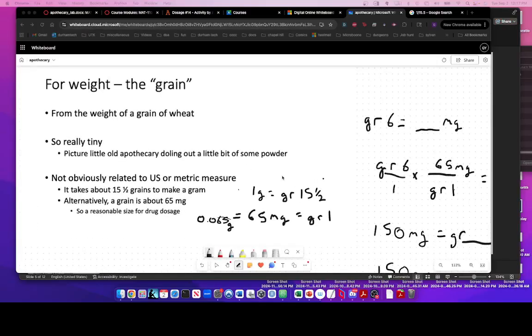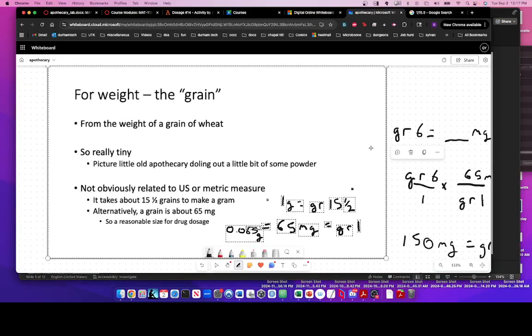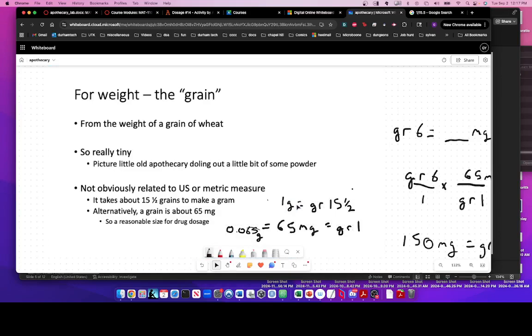So I've taken that slide onto a little whiteboard here, and just written it out the way we would as an equality. 1 gram, excuse me, is equal to 15 and a half grains, where you can see, thanks to the apothecary system, I've written grains first and then the 15 and a half value. Alternatively, we could say 65 milligrams is 1 grain, or grain 1. Once again, flip that order around.